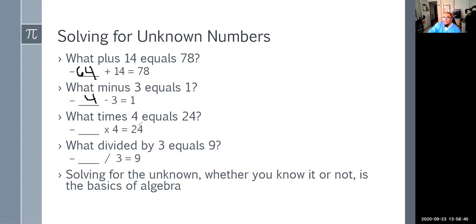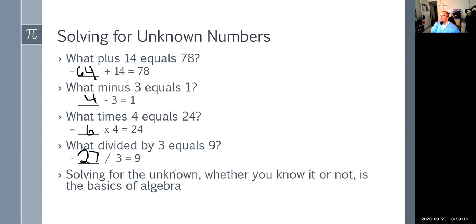What times 4 equals 24? Yeah, six, right? These are easy ones, I know. This is the level of the math problems you're gonna get from me. Can we agree that's okay? Yeah, see, that's what I like to hear. And then what divided by 3 equals 9? 27, good.